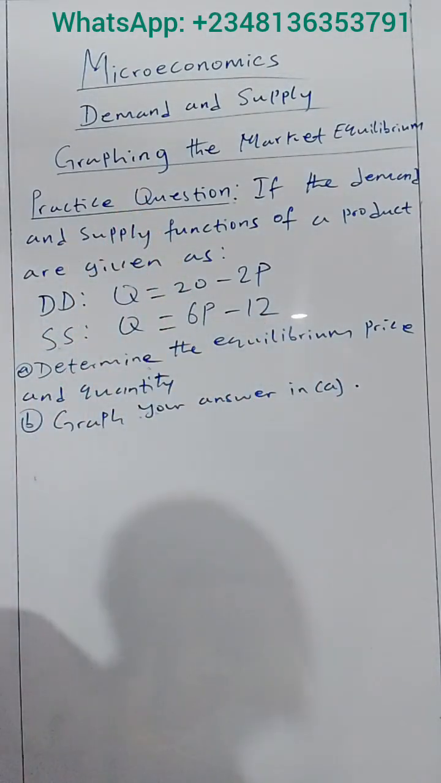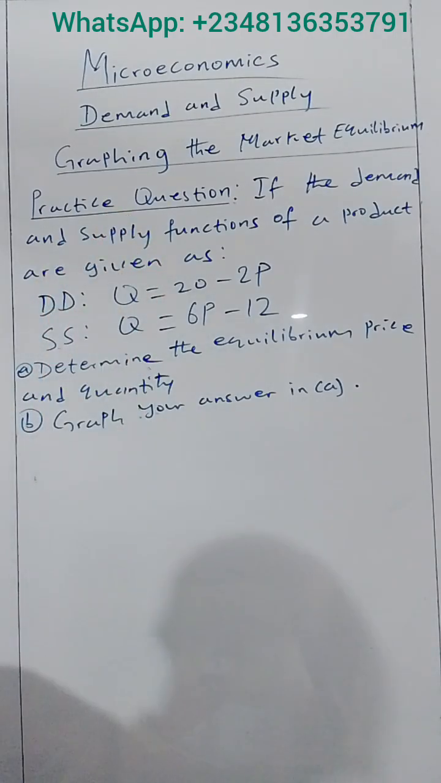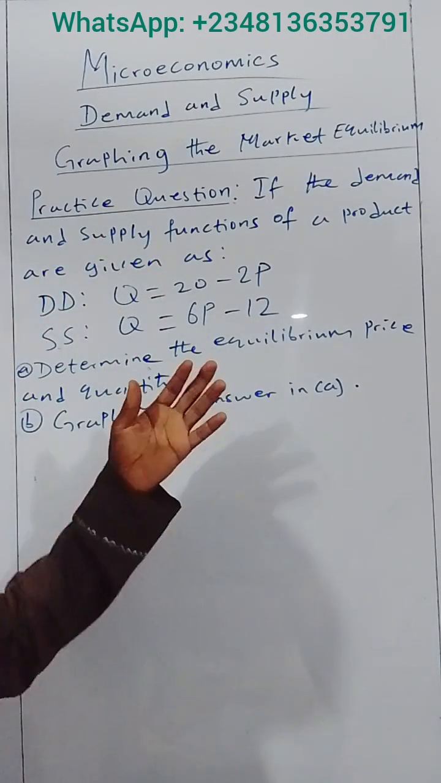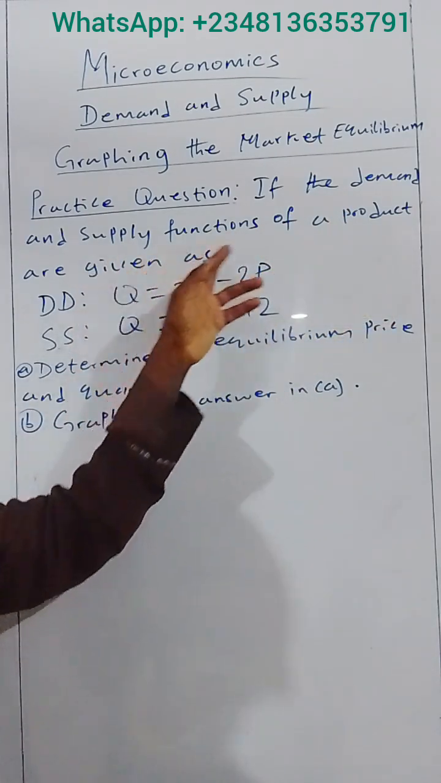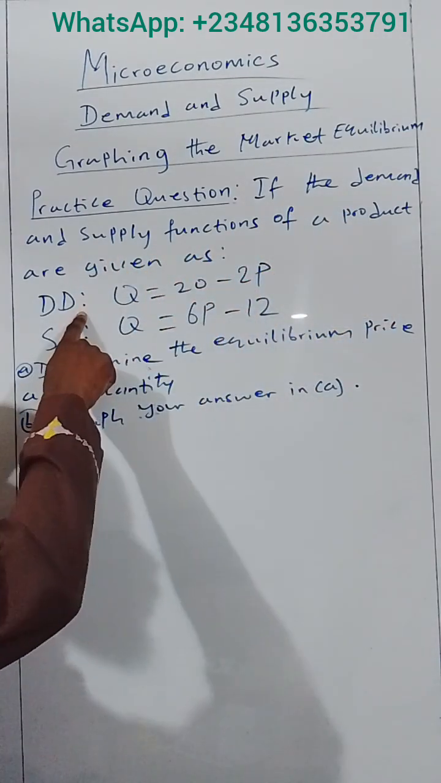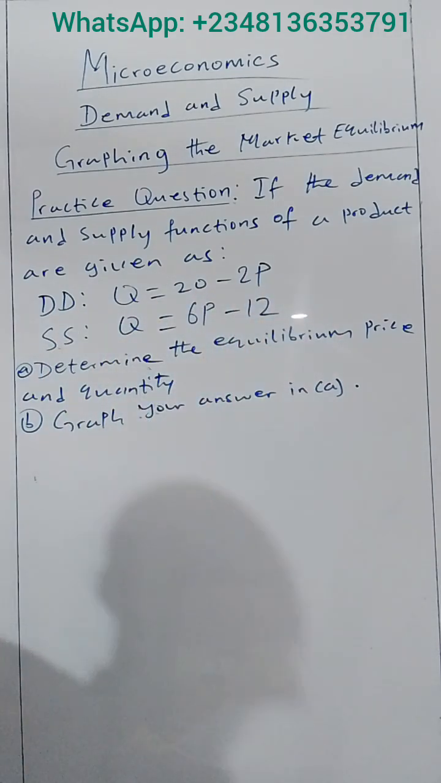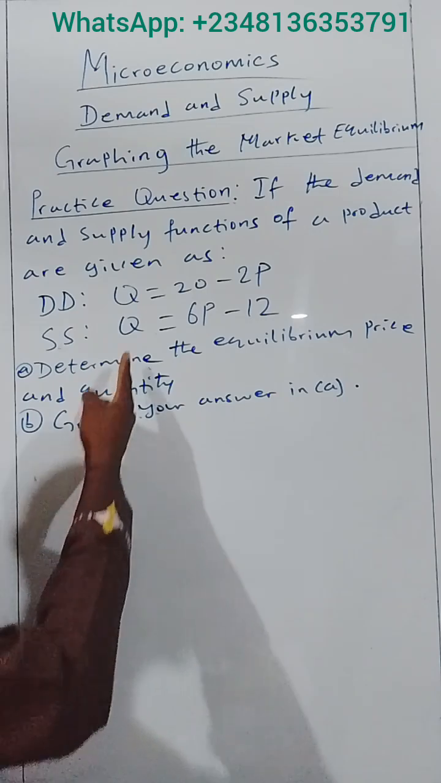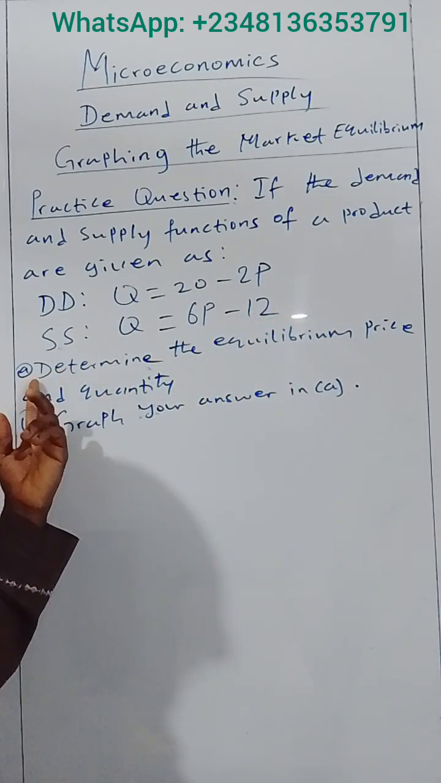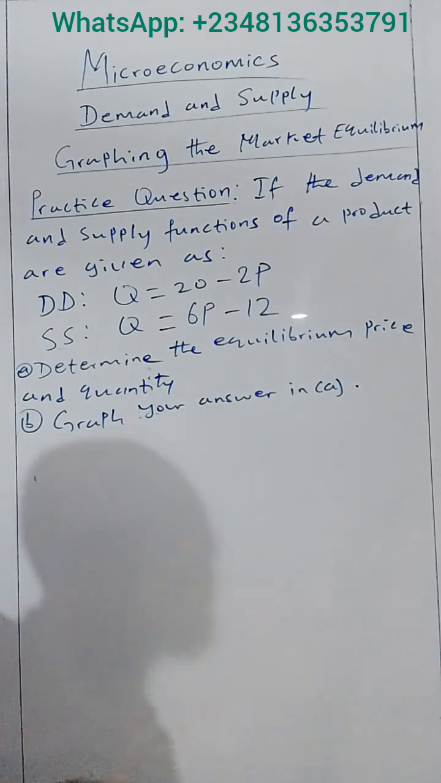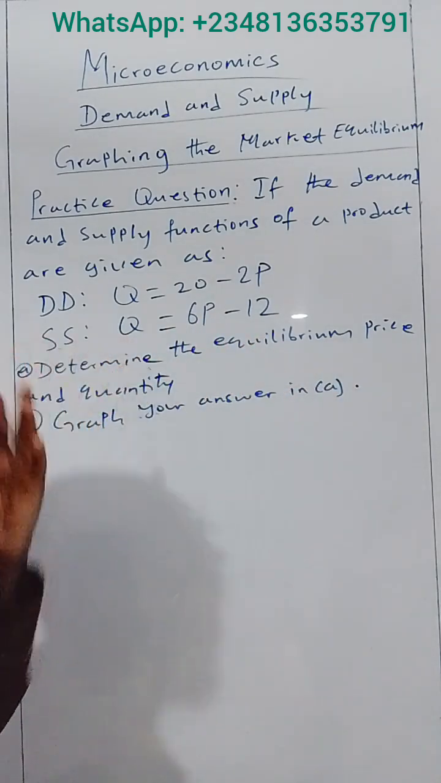In this class, I'll be teaching you how to graph the market equilibrium by solving this question written on the board. The question goes thus: if the demand and supply functions of a product are given as, the demand function Qd = 20 minus 2P, and the supply function Qs = 6P minus 12. Then we are asked: A, to determine the equilibrium price and quantity. B, to graph the answer we got in A.